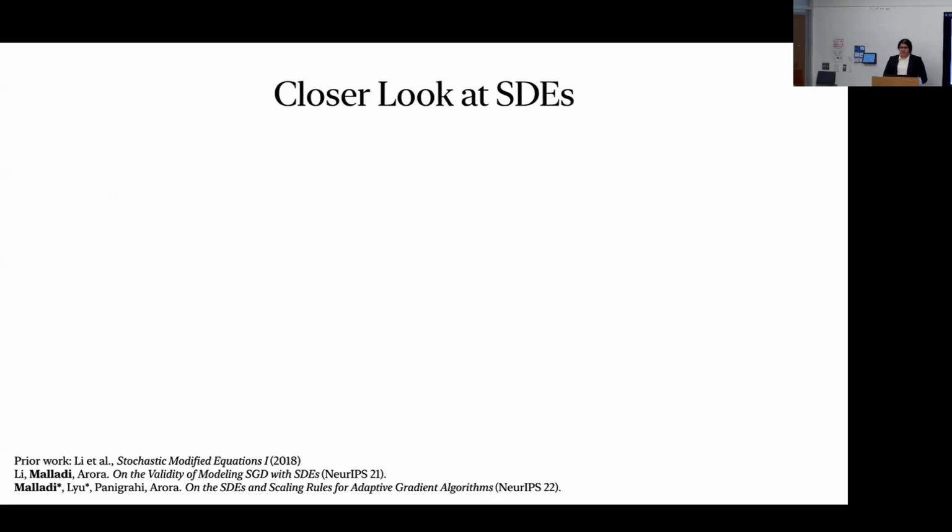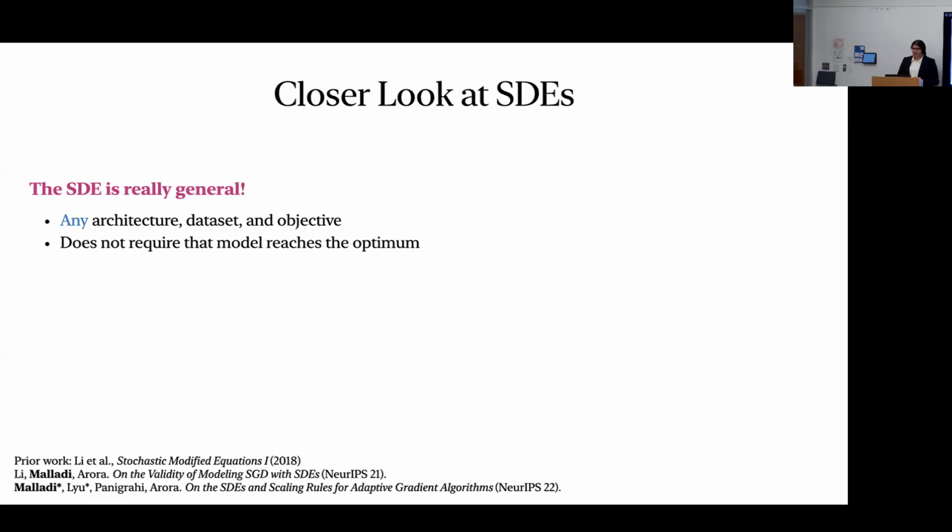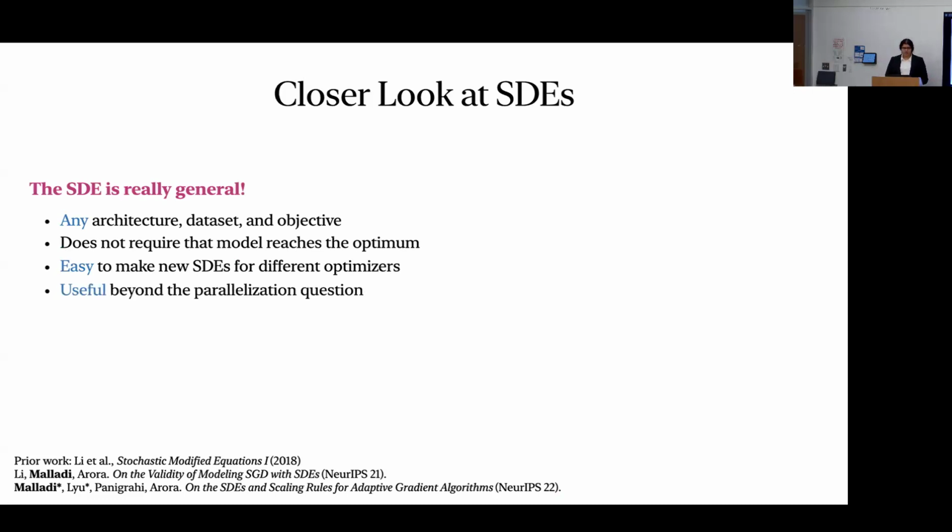Okay, so now that we kind of have a non-technical sketch, let's take a closer look at what these really look like. So the SDE is very general. It doesn't matter what architecture, data set, or objective that you're training with, you get one SDE for one optimizer. And it also doesn't require that you reach the optimum. So the model need not be anywhere near the optimum or the rattle in order for us to understand what's going on. It's also easy to make new SDEs for different optimizers. That's a technical contribution of our work and something that a lot of people have done as follow-ups. And as I mentioned, because of all these kind of general properties, the SDE is going to be useful beyond the parallelization question, though today I'm just going to focus on that.